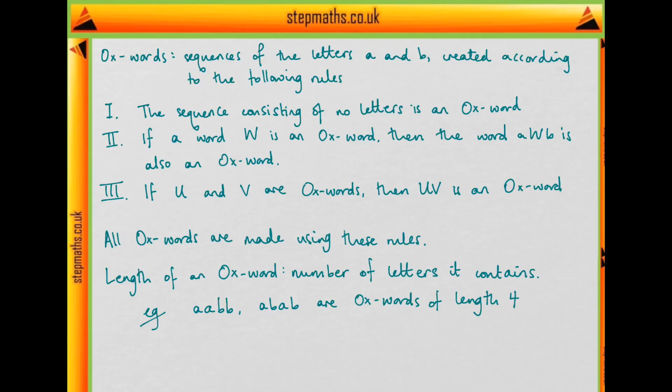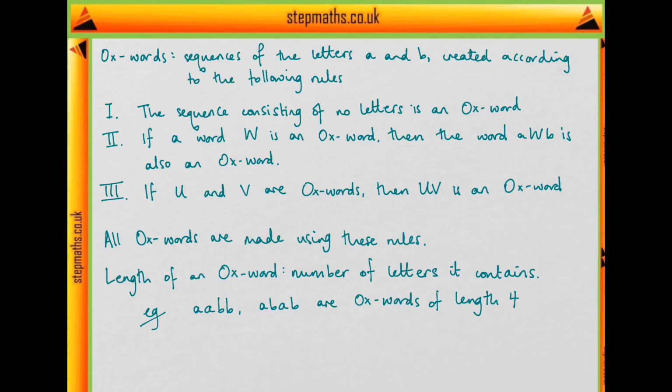The sequence of no letters is an Oxword, and if the sequence W is an Oxword, then the sequence that begins with A followed by W and ends in B is also an Oxword. And if the sequences U and V are Oxwords, then the sequence U followed by V is also an Oxword. And all Oxwords are constructed according to these rules.